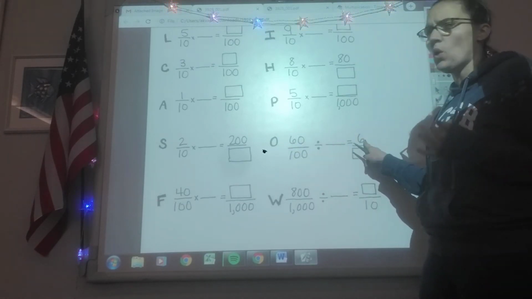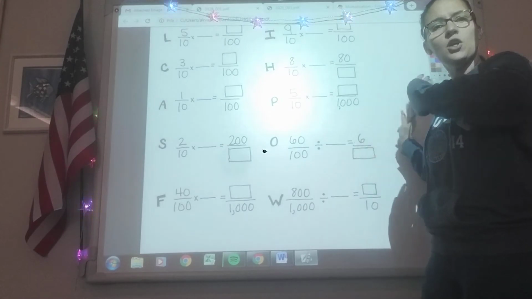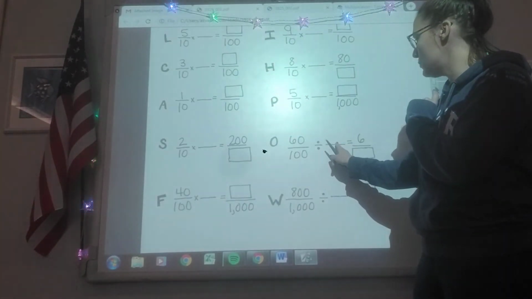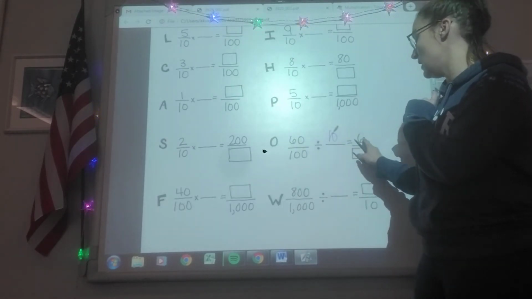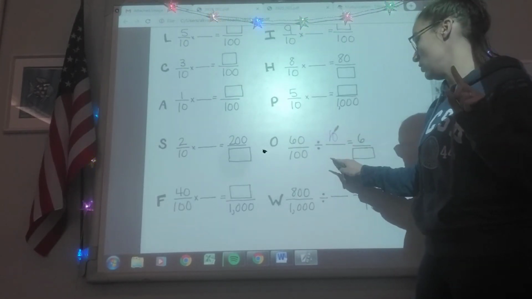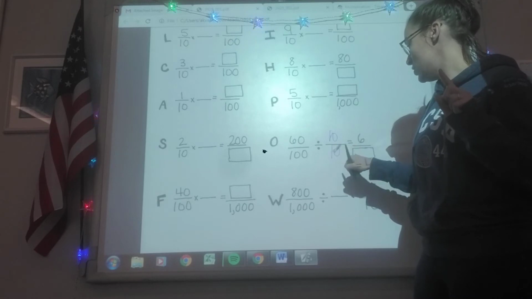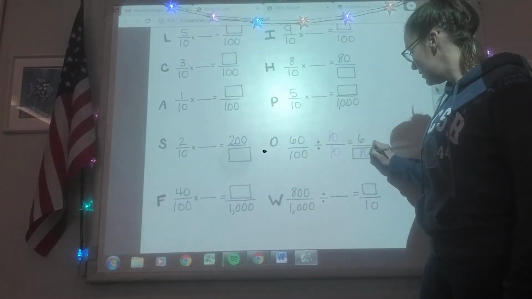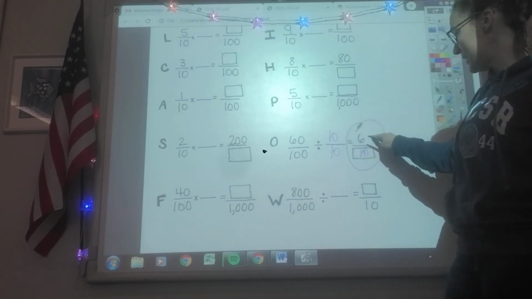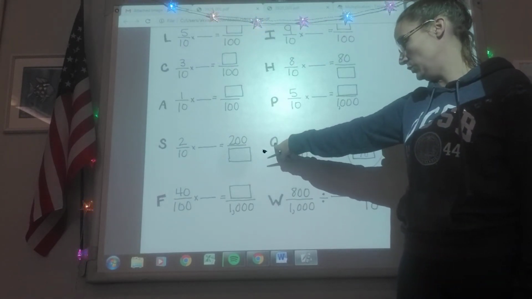60 divided by what equals 6? You could go backwards, right? 6 times what equals 60? 6 times 10 is 60. And remember, whatever you do to the top, you have to do to the bottom. So what times 10 is 100? It's 10, okay? So we've got 6/10 is O.